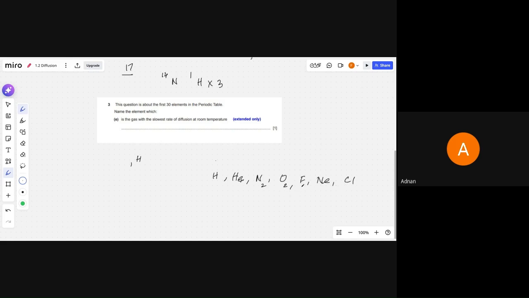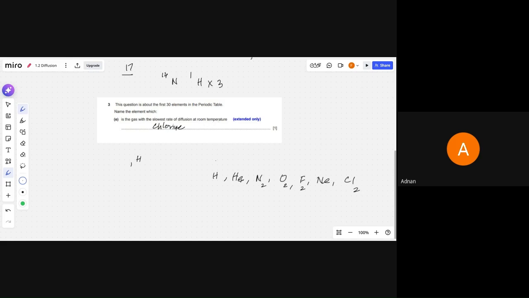So we should know that gases, for example, nitrogen, oxygen, fluorine, chlorine, they all exist as diatomic molecules. So the heaviest gas is going to be chlorine gas, right? So Cl2. So the answer will be chlorine. So chlorine is the heaviest gas, so it will have the slowest rate of diffusion at room temperature.